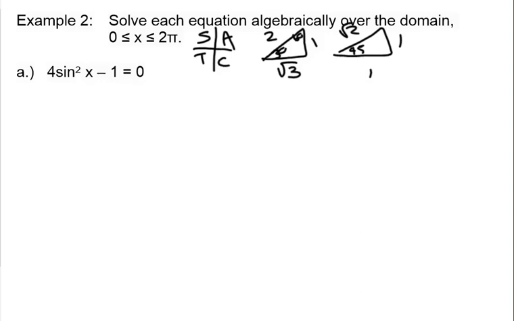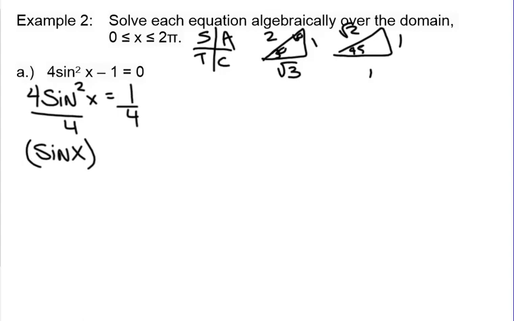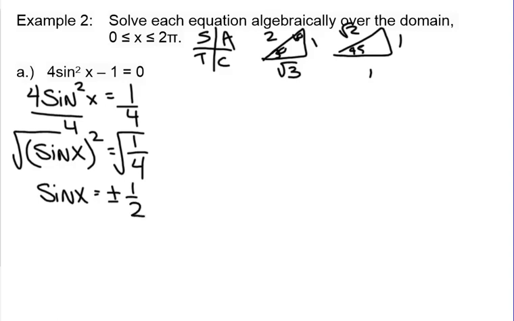All right. Well, we've only got one sort of term here, so I'm going to add 1 to both sides and then divide everything by 4. So I've got sine squared of x, which is really sine x squared. To get rid of our square, we're going to take the square root of both sides. So this is sine of x is equal to plus or minus 1/2.